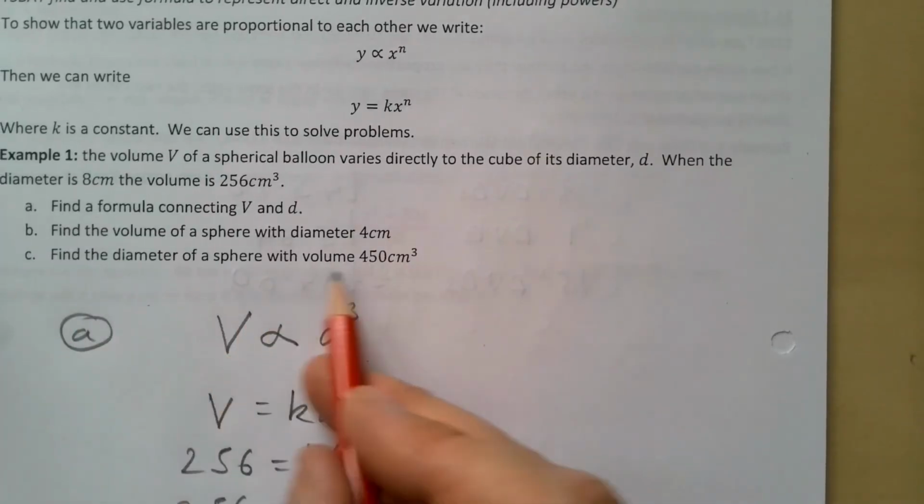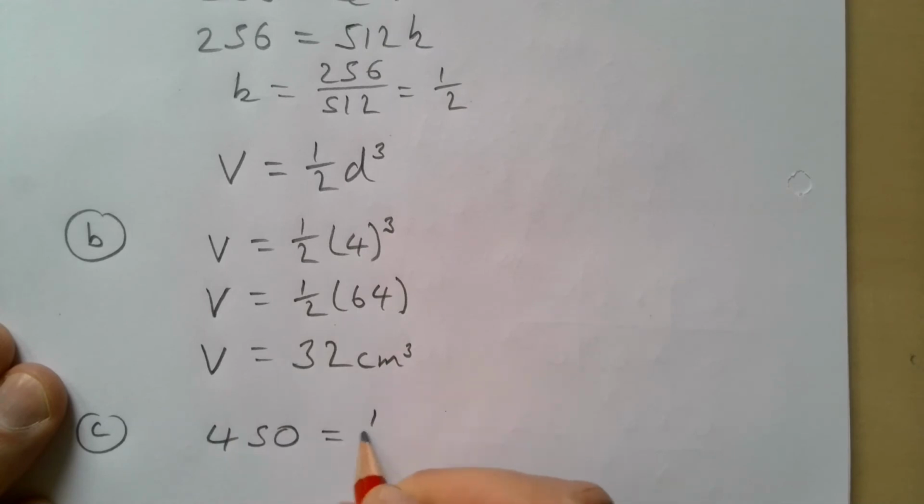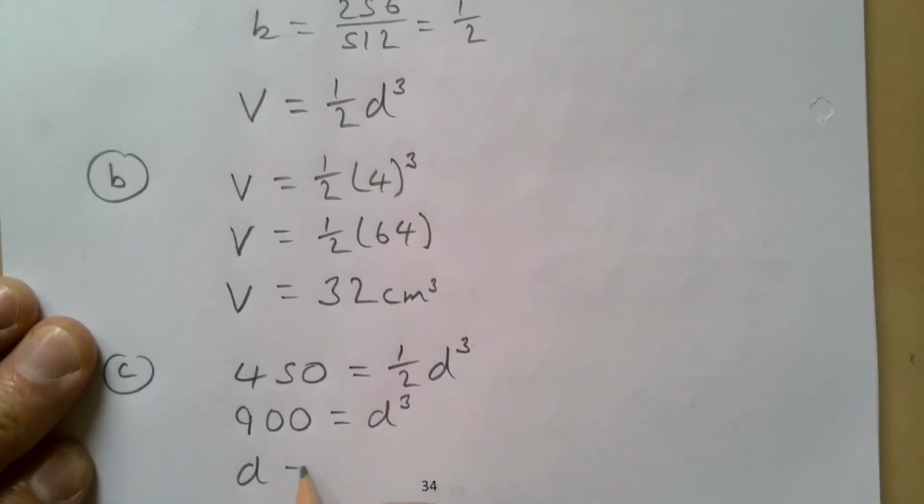Part C, find the diameter of a sphere with volume 450 centimeters cubed. So we would write down 450 equals a half d cubed. I would multiply both sides by 2, give me 900 is equal to d cubed. And so d then is going to be the cube root of 900.